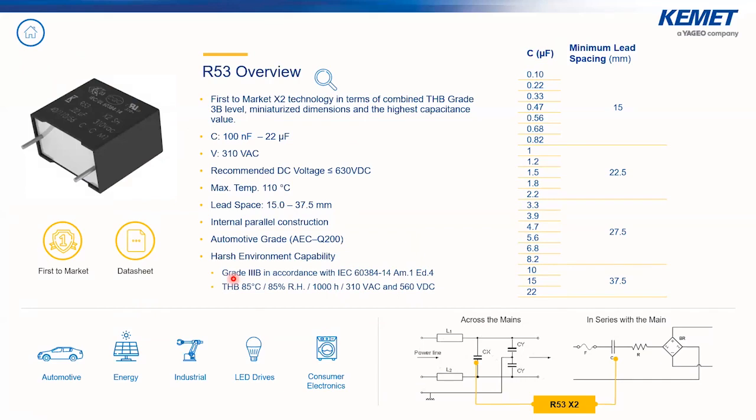The other series that will be released soon is the R53. From a mechanical point of view, the R53 will have the same mechanical dimensions as the R52, and the main difference will be the rated THB performance. So the R52 will be grade 2B, whereas the R53 will be grade 3B. That means that it operates at 85 for 1000 hours at the rated voltage.